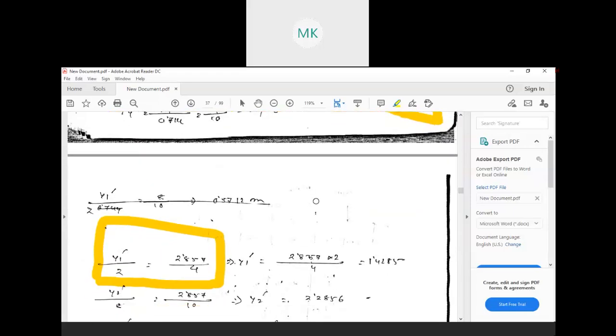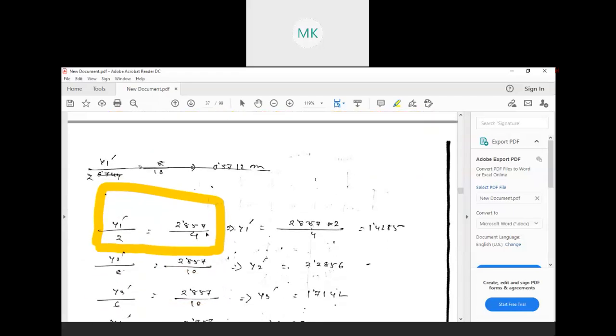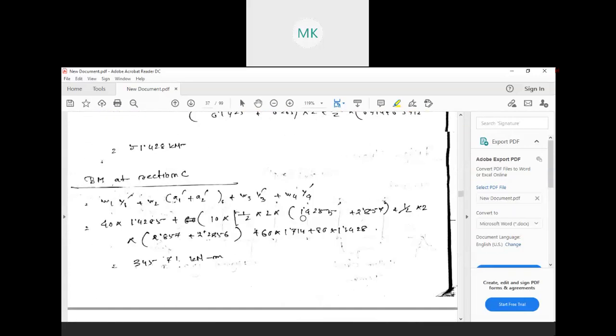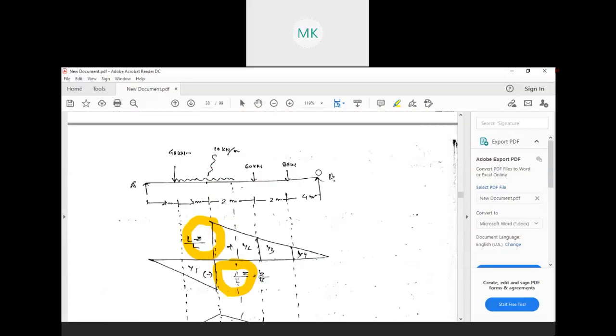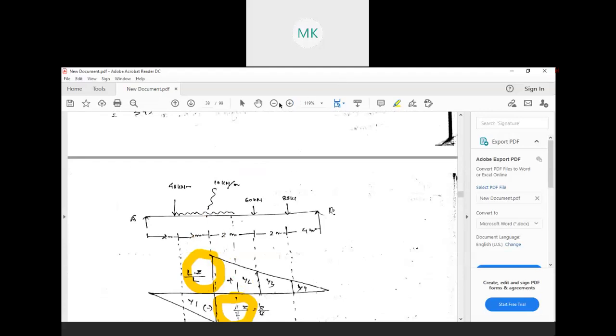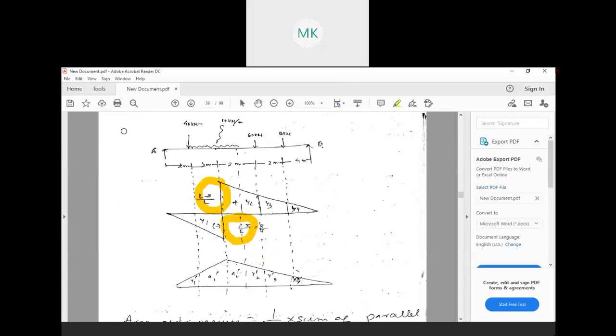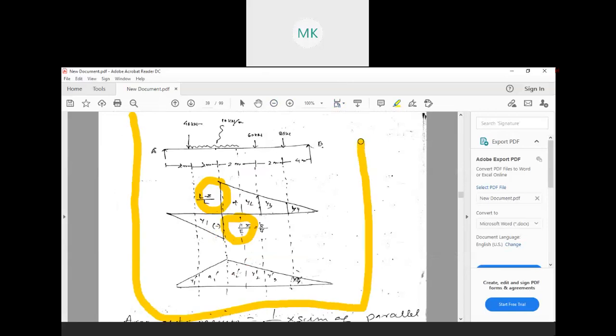Okay, fine. Then similarly, we need to find out y1 dash, y2 dash, y3 dash, and y4 dash also. And remember, the numerical will be different but the diagram will be the same. You will get a diagram only like this. This type of diagram only you will get, so your basic diagram will be the same.